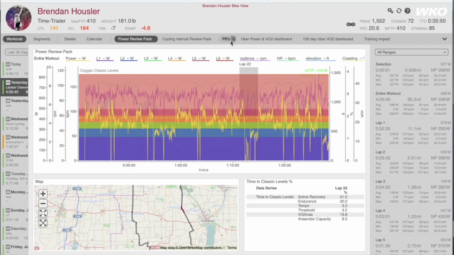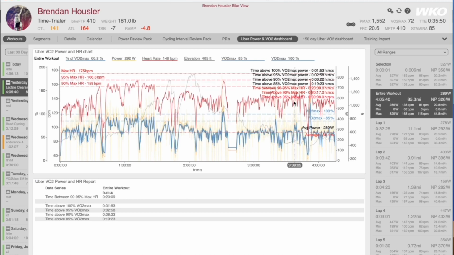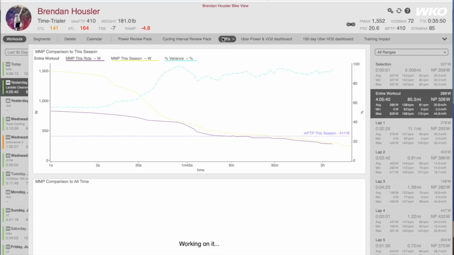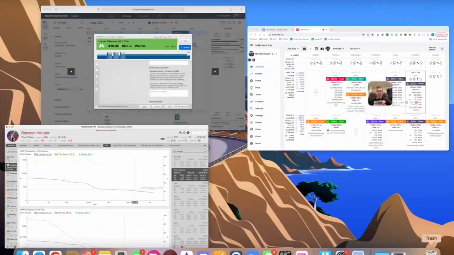And then other things that you can look at, I have an Uber Power VO2 Max where it'll show me, hey, did I actually get some VO2 max time based off heart rate? Yes. 20 minutes of slow component VO2 max work accomplished. Great. How does this stack up in terms of PRs? I'm always curious. I look on every ride and I actually set one. I'll show you that.